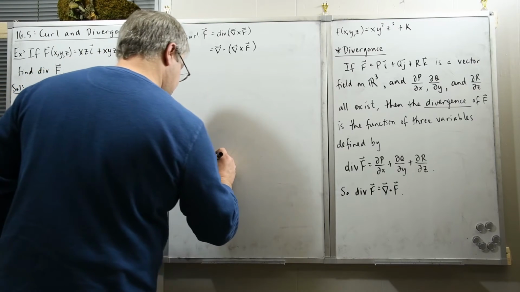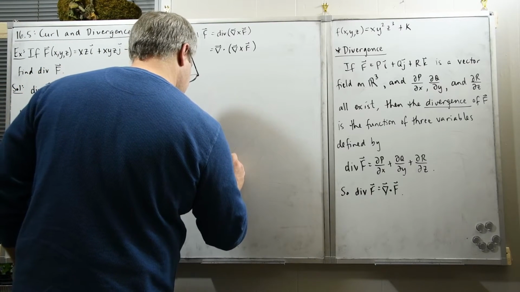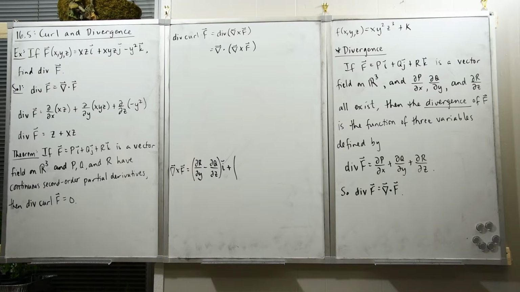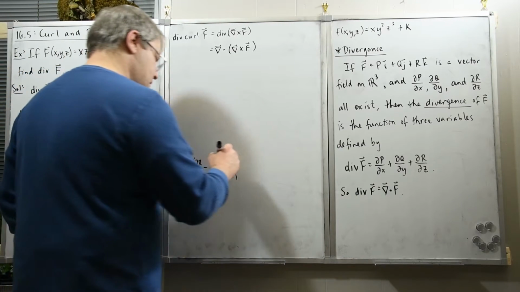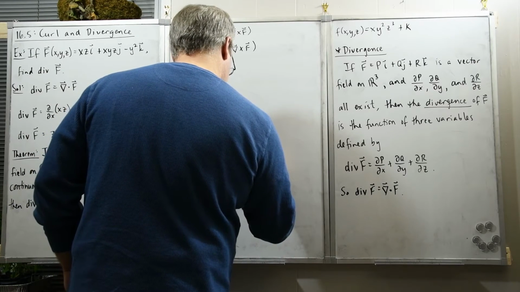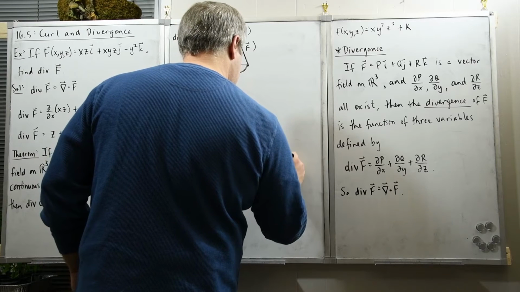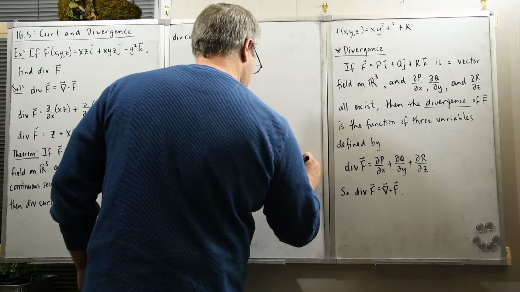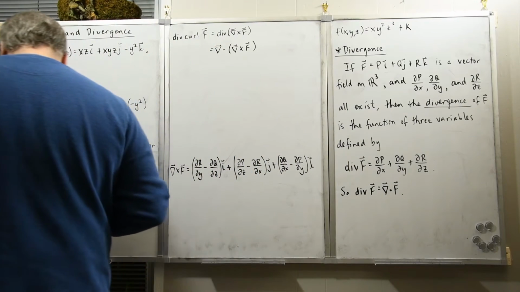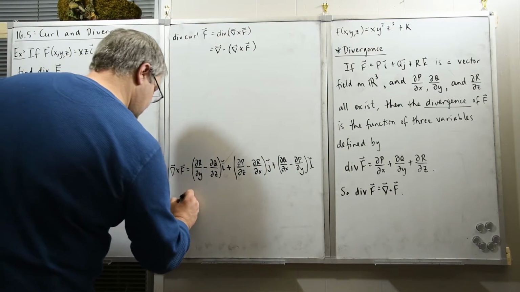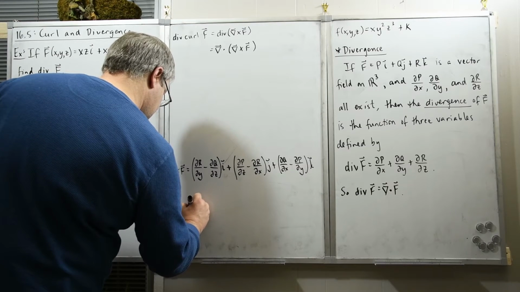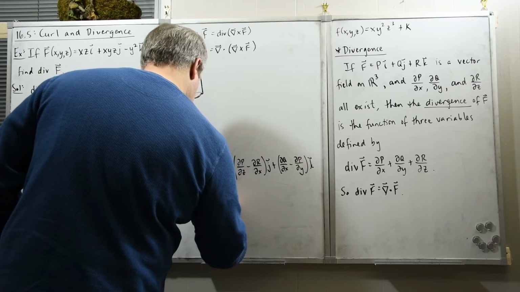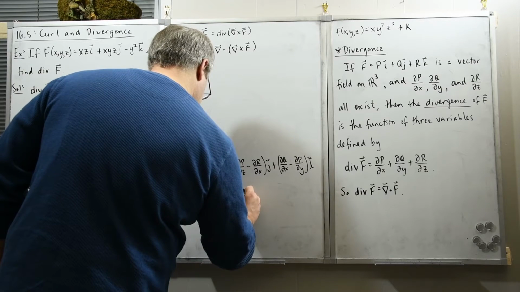And so we'll have partial R with respect to y minus partial Q with respect to z, there's i, plus partial P with respect to z minus partial R with respect to x, there's j, plus partial Q with respect to x minus partial P with respect to y times k. We also know what del looks like: partial with respect to x, i, partial with respect to y, j, partial with respect to z, k.